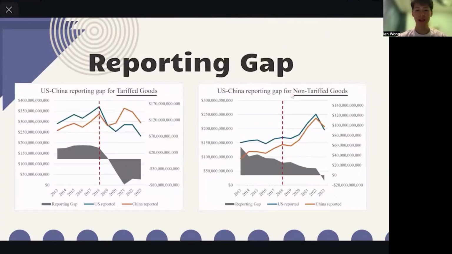To gain a better insight into the relationship between tariffs and the change in reporting gap, I conducted a more in-depth study comparing goods that were tariffed with those that were not. From the figure, a large shift in the reporting gap for tariff goods can be observed. Conversely, for the non-tariff goods, only a slight shift can be seen. This is relatively insignificant when compared to the shift in reporting gap for tariff goods, which is greater by a factor of 24.